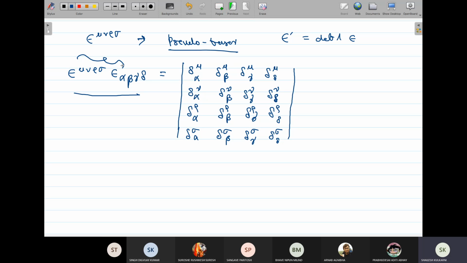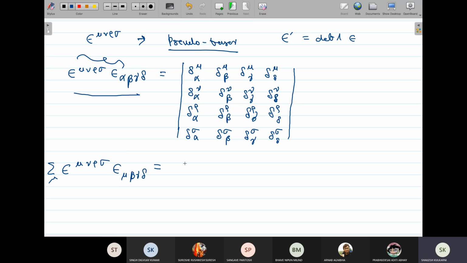And now you can take the contraction. With this established, one can consider a quantity like this: epsilon mu nu rho sigma, epsilon mu beta gamma delta. Alpha and mu are contracted. So in place of alpha, I will put mu and sum over mu. Okay, there is a summation over mu. So this you can show.